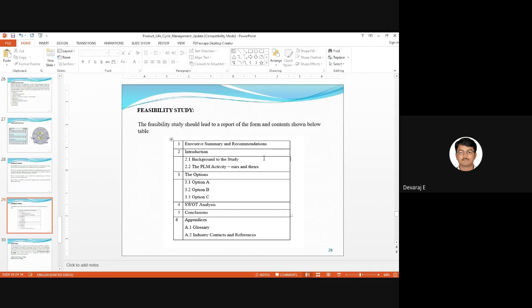Can anyone from the others tell what this is? Because if you go for a company, you should know what this is. Anyone? Whatever Sachin told is correct. It's similar.